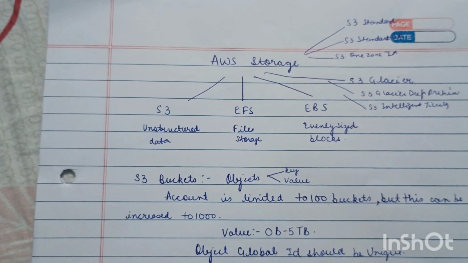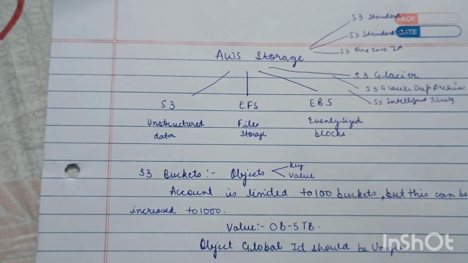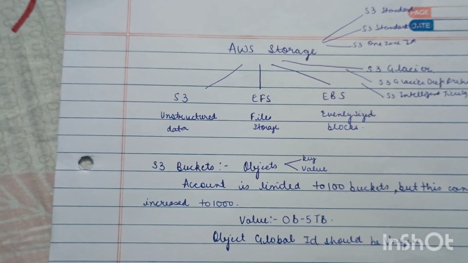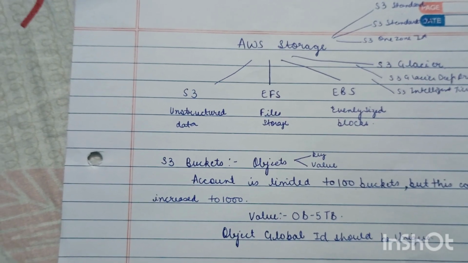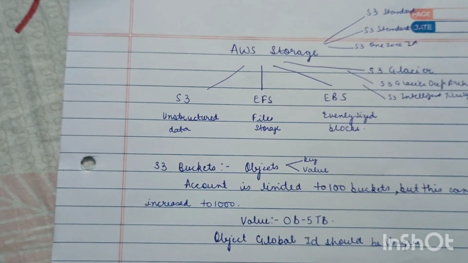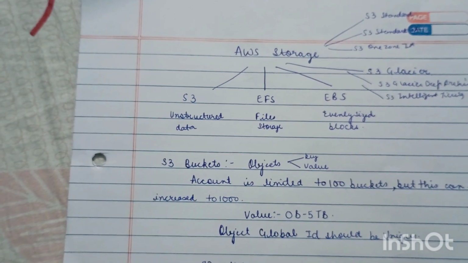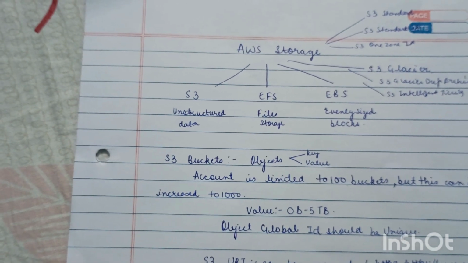We have to mention the region in which we are going to create the S3 bucket, whether we want life cycle management, what kind of access should be provided, and how we can access it. All this we have to mention while creating the S3 bucket, and then we can start uploading and retrieving data from the S3 bucket. So that's all for the S3 storage service.